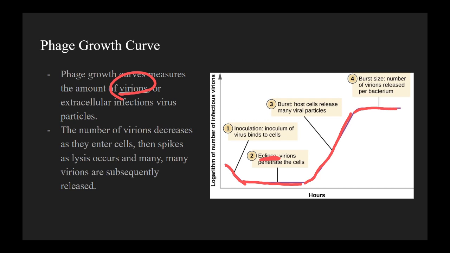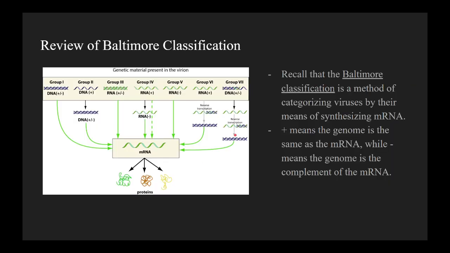And wherever this peaks off is what's called the burst size, from which you can calculate how many copies of the virus were made within the bacterium that you infected initially.